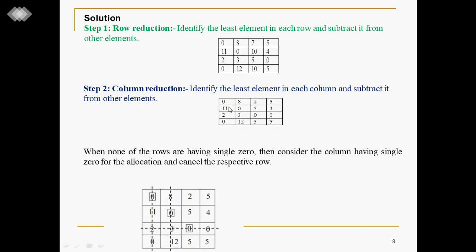First row, you have cancelled this column. Second row, you have allocated. Third row, what is happening here is two zeros. When you have two zeros, I told you to just leave it for some time. Then go to the fourth row. Fourth row is not having any zeros because this is cancelled. So when none of the rows are having a single zero, then consider the column having a single zero for the allocation and cancel the respective row. It is not that simply when you have two zeros in a particular row, you have to go to the columns. If you get a status that none of the rows are having a single zero, then only you have to go for the columns having a single zero.